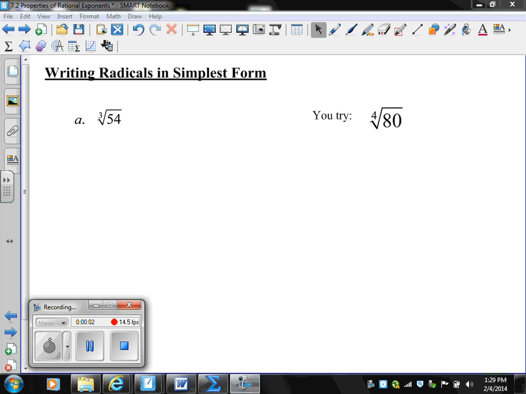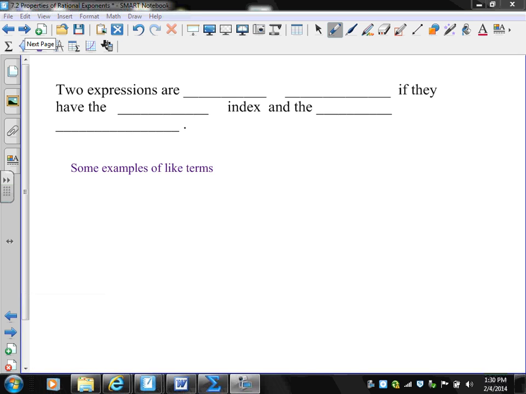Hi folks, welcome to part 2 of the tutorial on properties of rational exponents, which goes with section 7.2 in your textbook. Where the previous video left off was right here. We were writing radicals in simplest form, and we were breaking down the cube root of 54, the fourth root of 80, and really the next part of this video picks up right from there.